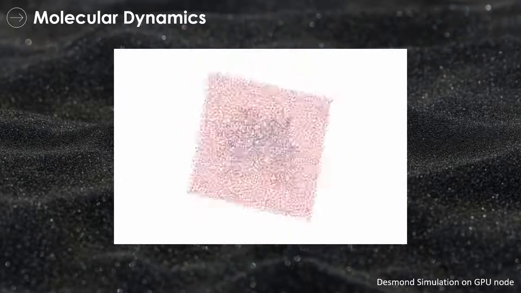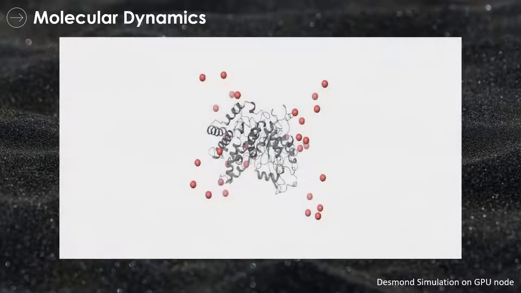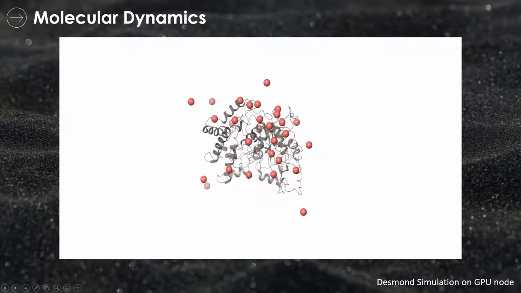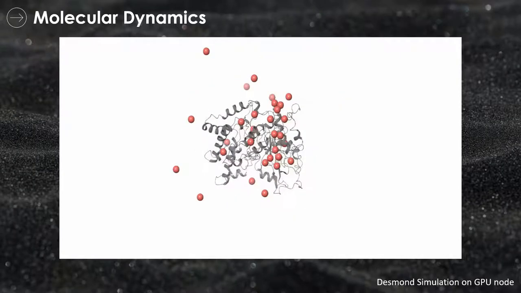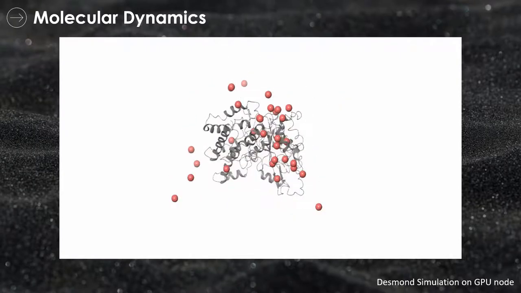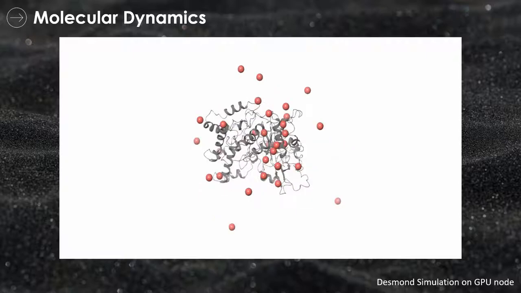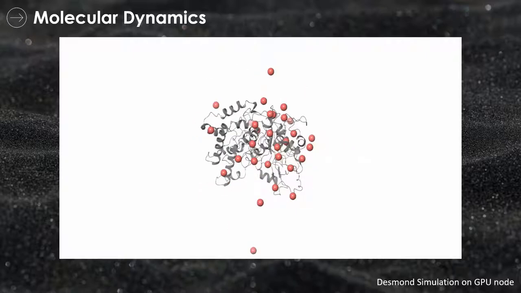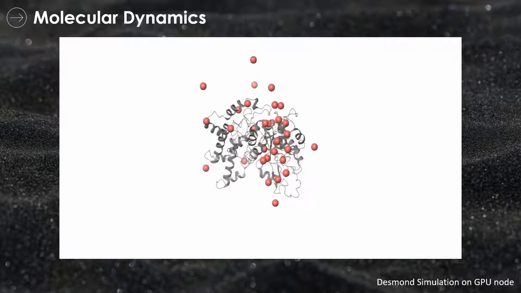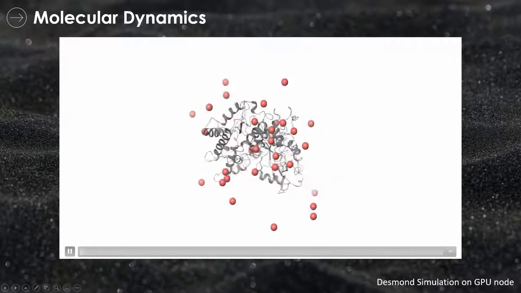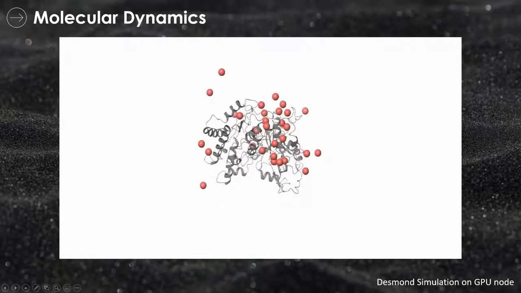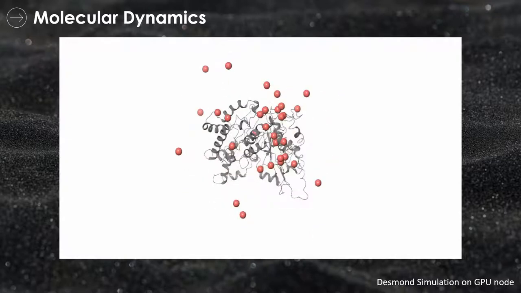The Desmond tool in Schrödinger Suites was used to set up a simulation of 100 nanoseconds with the ensemble class NPT at a temperature of 300 Kelvin and a pressure of 1.01325 bars. The OPLS3e force field was used, and the system was run on the GPU resources, NVIDIA V100 in particular, that have been provided by the CHPC.